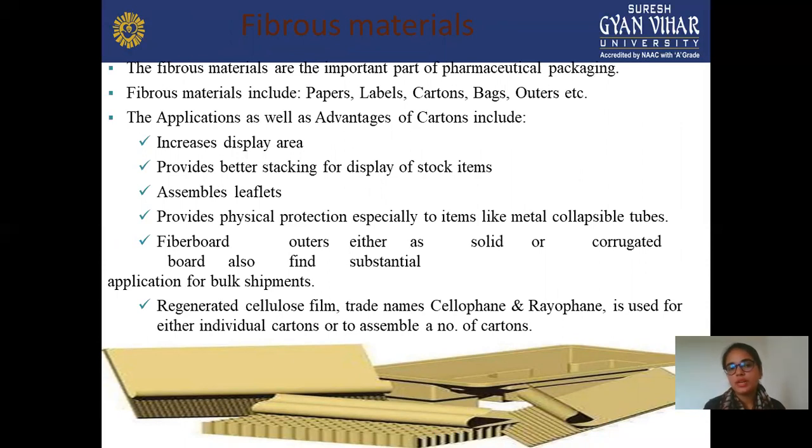Display area, provide better stacking for display of stock items, assemble leaflets, and provide physical protection, especially to items like metal collapsible tubes. Fiber board outers, either solid or corrugated board, also find sustainable application for bulk shipments. So these are the fibrous materials. Next is regenerated cellulose film, trade name cellophane, used either for individual cartons or assembled to a number of cartons.